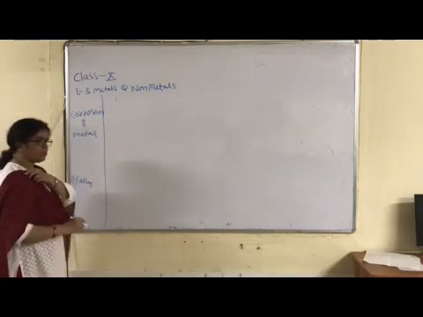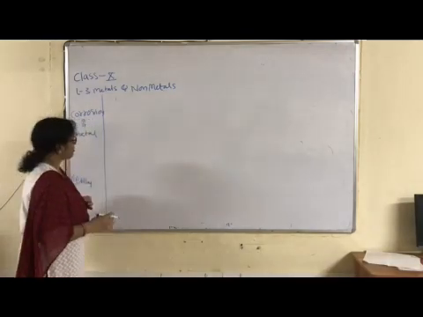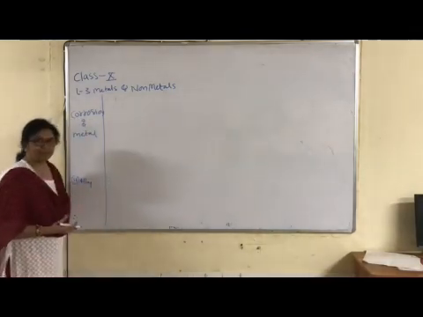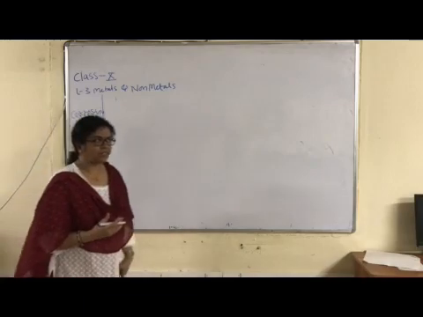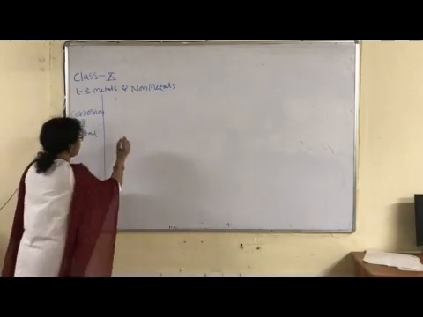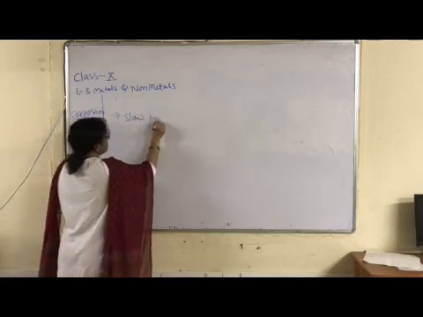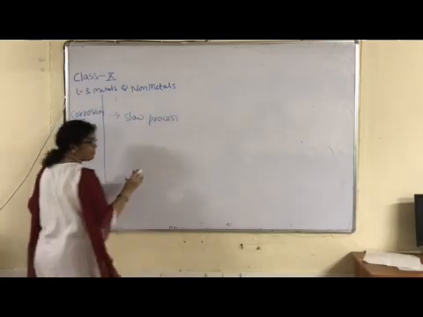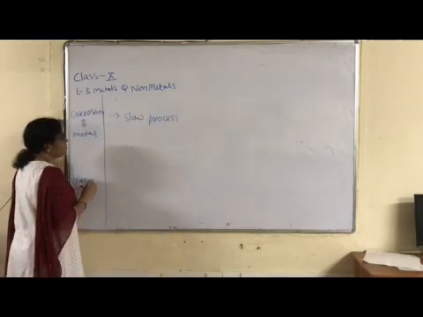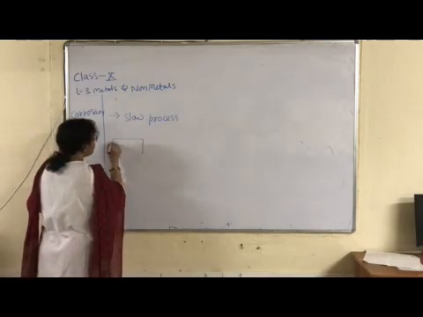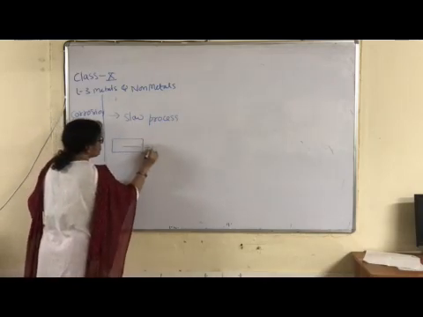What do you mean by corrosion? Corrosion means conversion of metal into metallic oxide. Corrosion is a very slow process. Right? This is a surface phenomenon. For example, iron metal, a small block of iron.